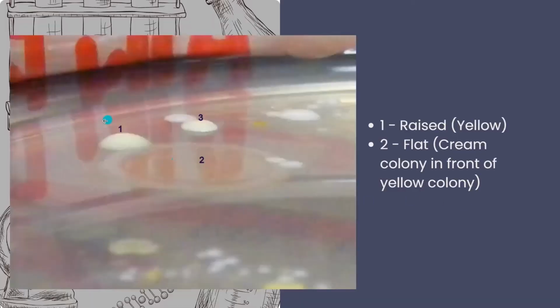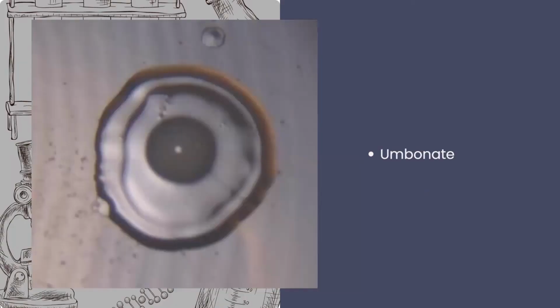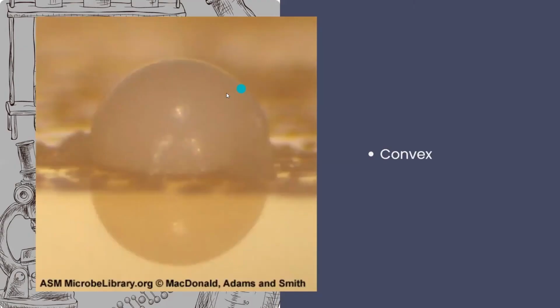Now this number one right here is raised. Its elevation is raised and is yellow. The number two right here, its elevation is flat and it is a cream colony in front of a yellow colony. This one is umbonate. And this one right here is a convex elevation.